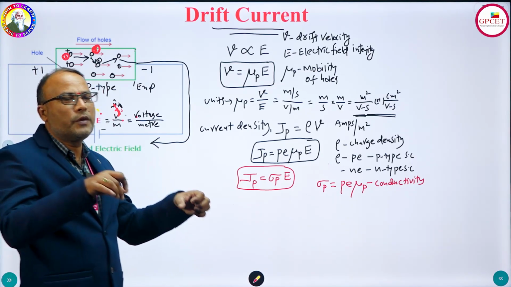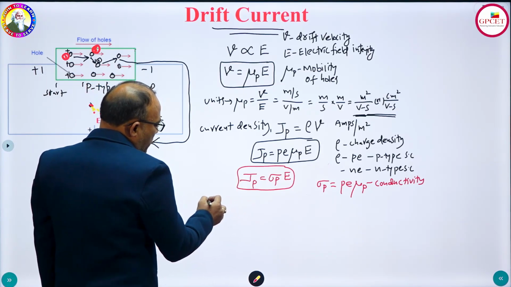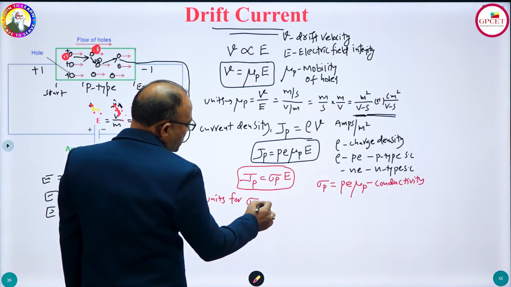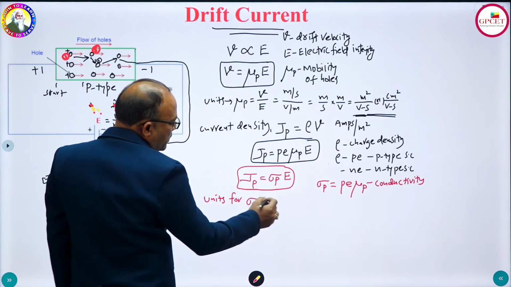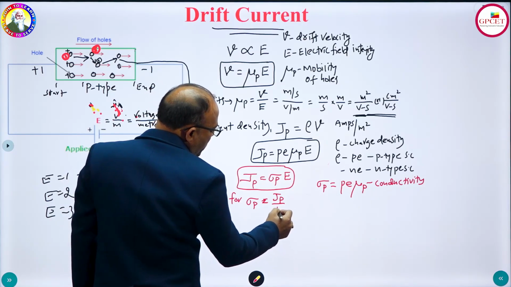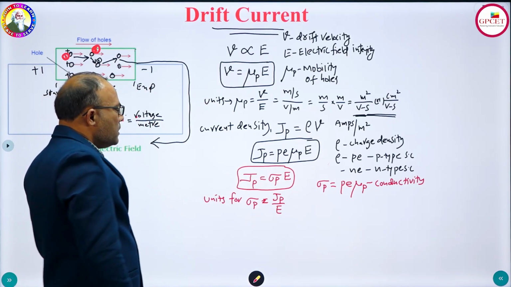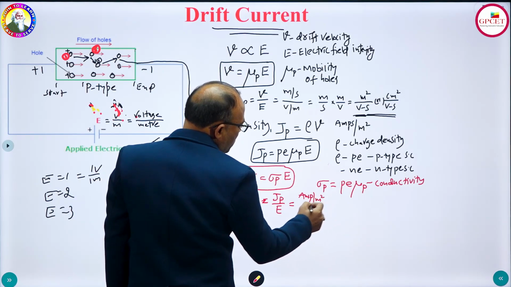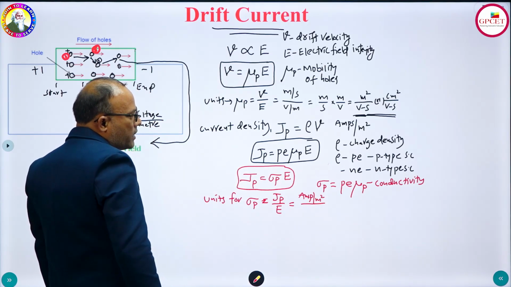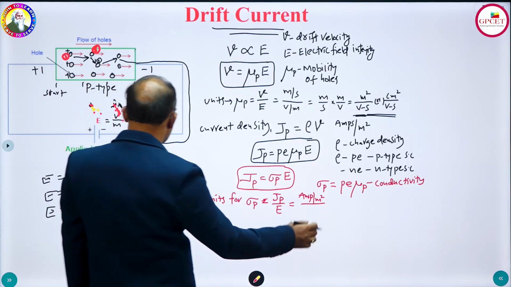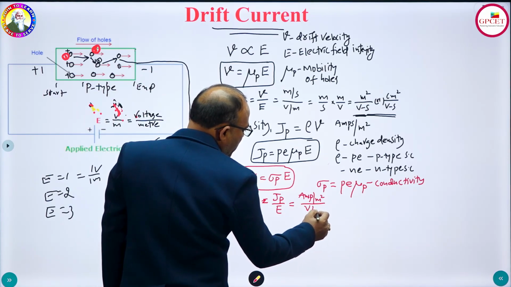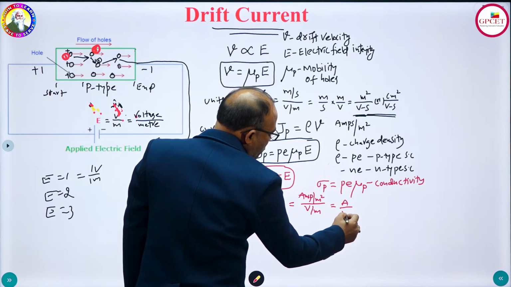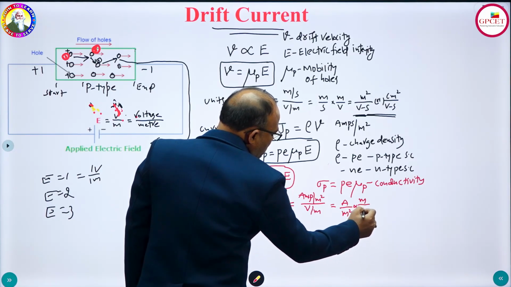Now let us find what are the units for this conductivity. Units for conductivity sigma p: from the above equation we have Jp divided by E. Sigma p is written as Jp divided by E, where J is current density, with units amperes per meter square, divided by E, the electric field intensity. Units of electric field intensity are volts per meter. So I got amperes per meter square into meter per volt.